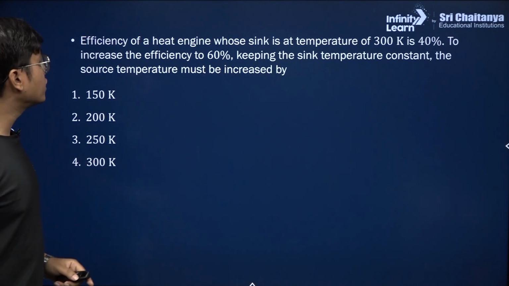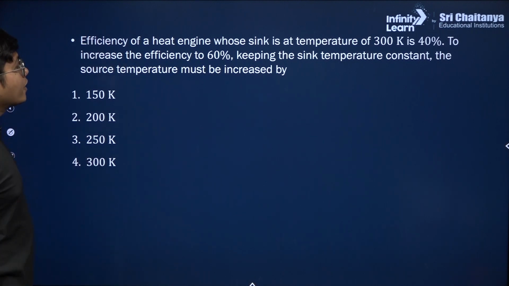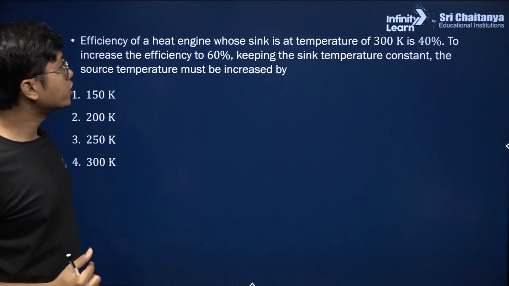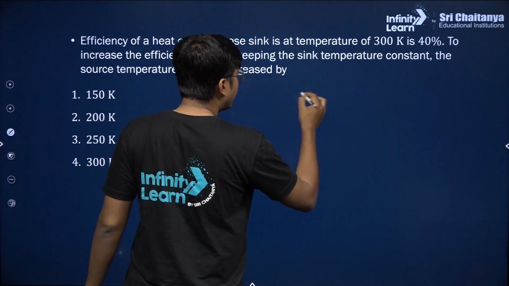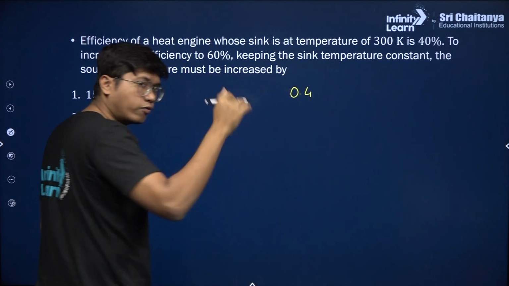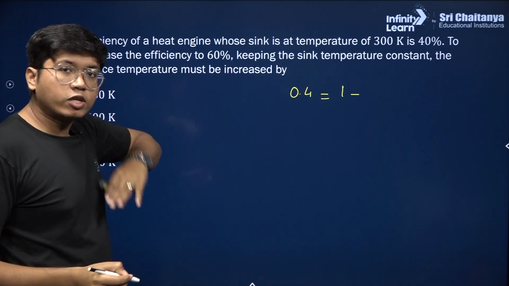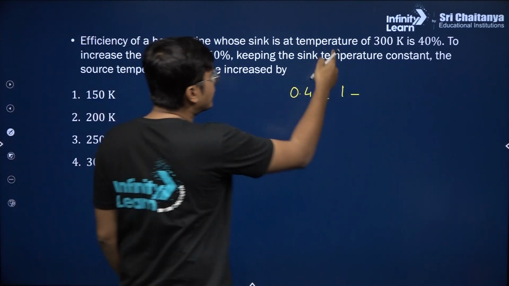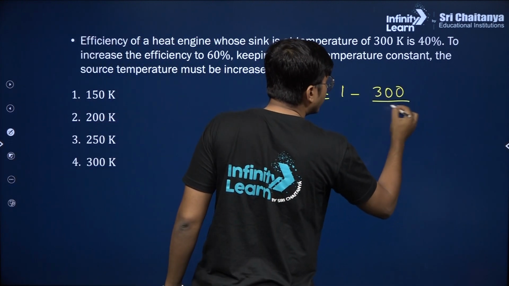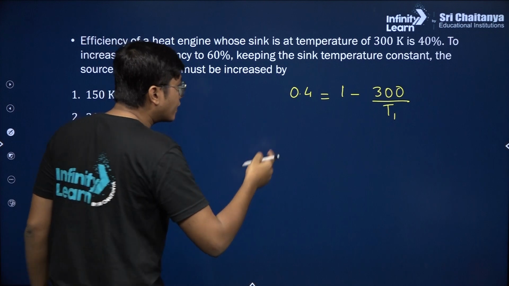Next question, efficiency of a heat engine whose sink is at a temperature of 300 Kelvin is 40%. To increase the efficiency to 60%, keeping the sink temperature constant, the source temperature must be increased by. Now we know the efficiency formula is given by eta, which in the first case is 40%, so we'll straight away write 40% is 0.4, 40 by 100. Eta is equal to 1 minus the sink temperature divided by the source temperature. Now the sink temperature is given as 300 Kelvin divided by the source temperature. Let's call that T1. Right? From here we can get the value of T1.